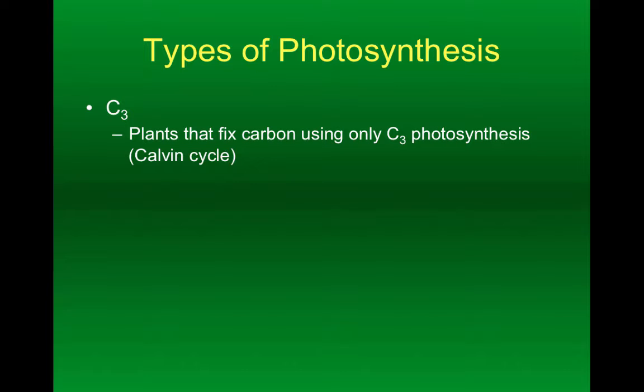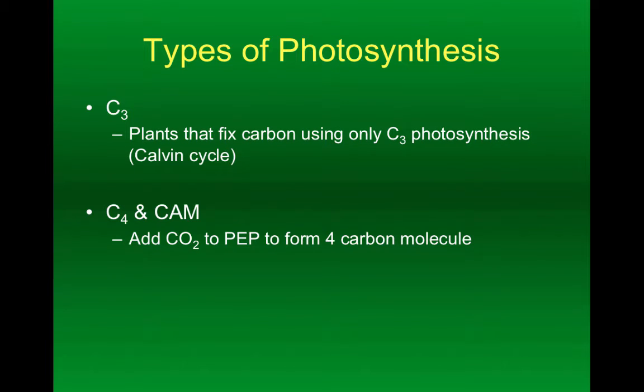90% of them, give or take, are C3 plants, and they go through the Calvin cycle just like I explained it to you a few slides ago. The fixation of carbon onto RuBP, the conversion of PGA into G3P, and the recycling of RuBP, with the side benefit of also making glucose. So that's most plants.